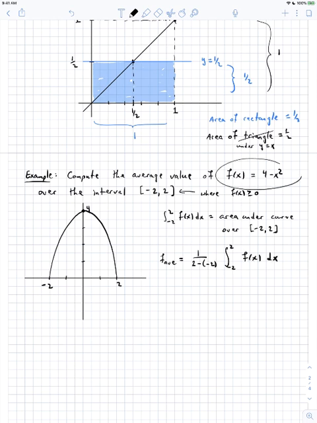But of course, we have a formula for f of x. F of x is equal to 4 minus x squared. So f av is equal to 1 over 2 minus a negative 2, which is 4, times the integral from minus 2 to 2, 4 minus x squared dx. This quantity right here that occurs in the denominator, that's just the length of the interval.